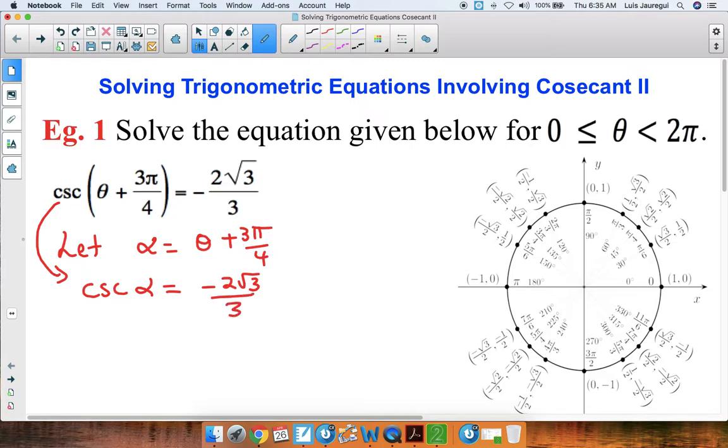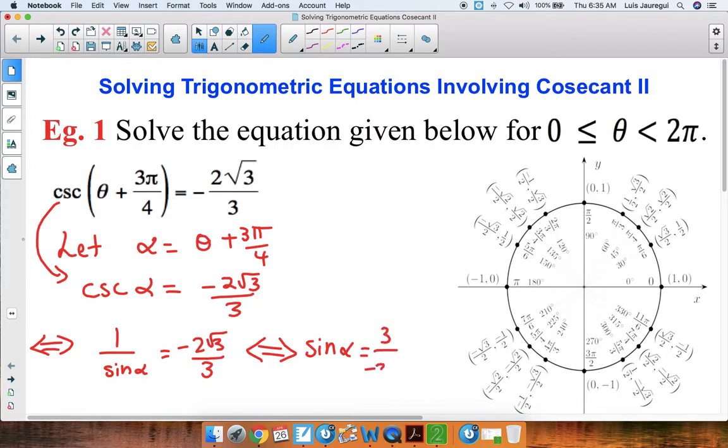over 3. Now, rewriting this as an equivalent equation in the form 1 over sine of alpha is equal to negative 2 root 3 over 3, we can use the unit circle. However, to do that, let's go ahead and take the reciprocal of both sides of this equation. So the reciprocal of 1 over sine of alpha is sine of alpha, and the reciprocal of negative 2 square root of 3 over 3 is 3 over negative 2 square root of 3.